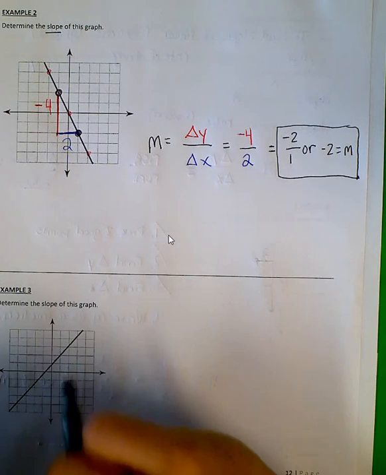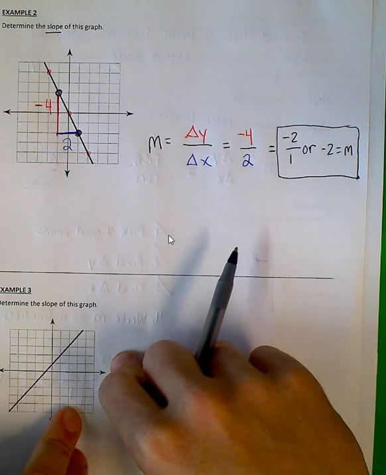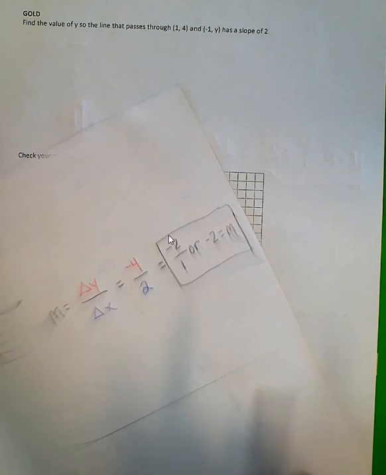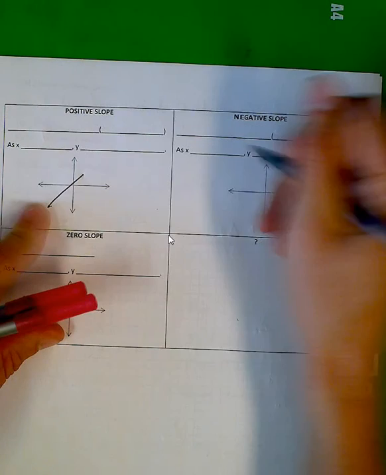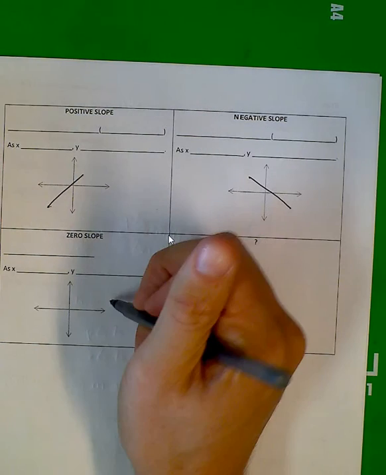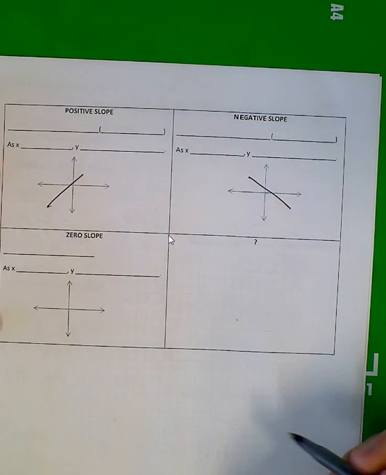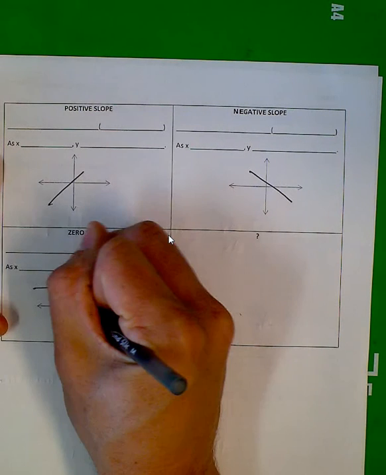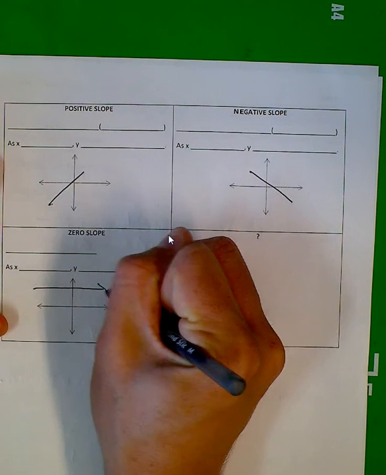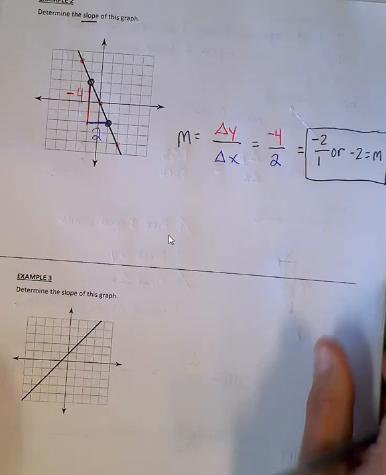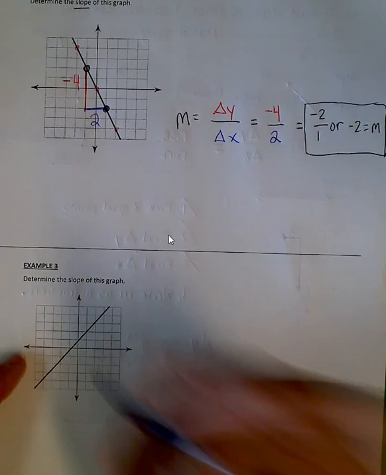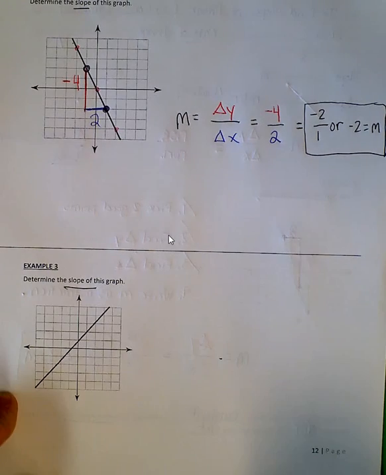So you can try example 3 and then figure out what type of lines have positive slopes, negative slopes, and the one that we didn't talk about, slopes of 0, which will be flat lines. I encourage you to try example 3, determine the slope of the graph, and then fill in the notes.